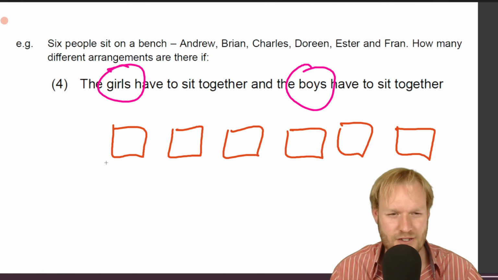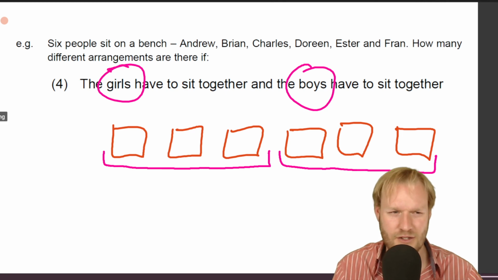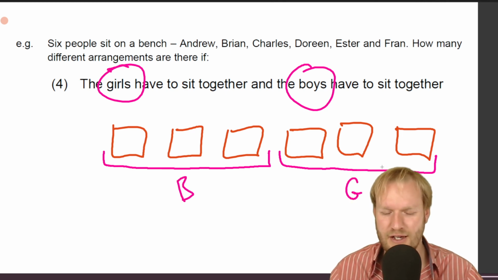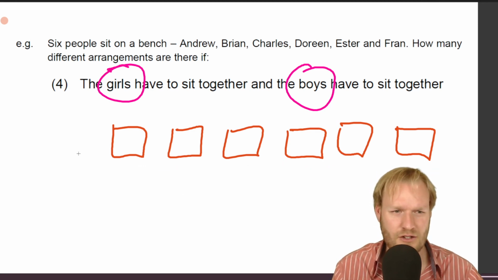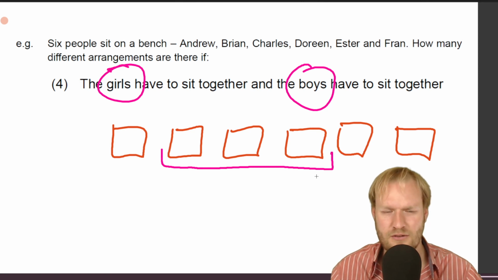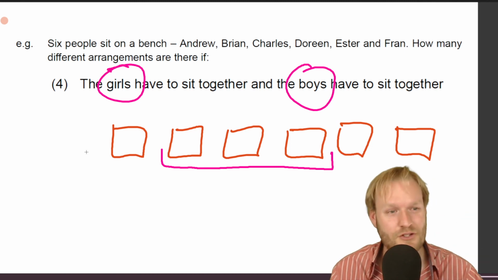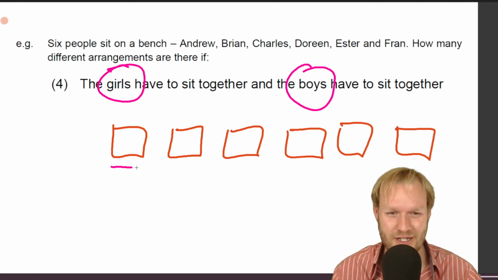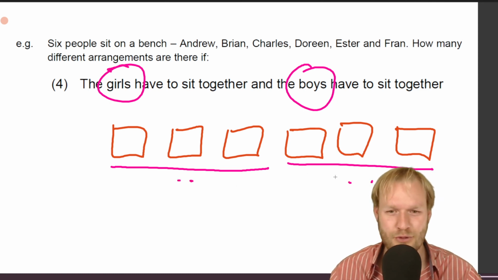Well, the way I figure it is that the girls could be sitting over there together, and then the boys would be sitting there together. Or we could have it the other way around. We could have the boys sitting together there and the girls over there. And that's about all we can do, because if we had the girls sitting together over here, then the poor boys are not sitting together. So we've got 2 different options: either girls then boys, or boys then girls. So we have 2 options to seat the groups.